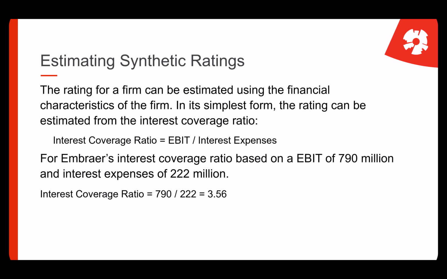Now once we have this coverage ratio, we can map it into a typical range of coverage ratios that correspond to a specific credit rating. For example, a ratio above 8 might map to an AAA rating, a ratio around 3.3 to 4 might map to BBB, and so on.